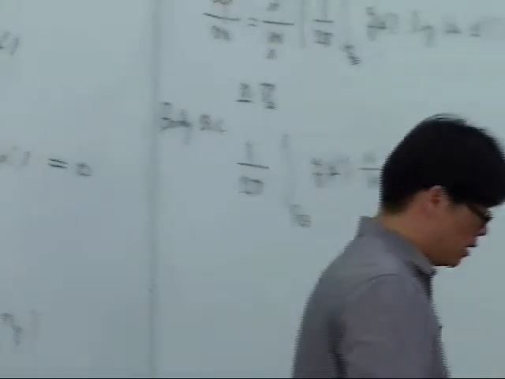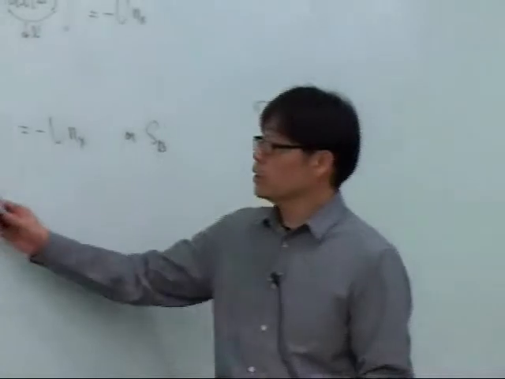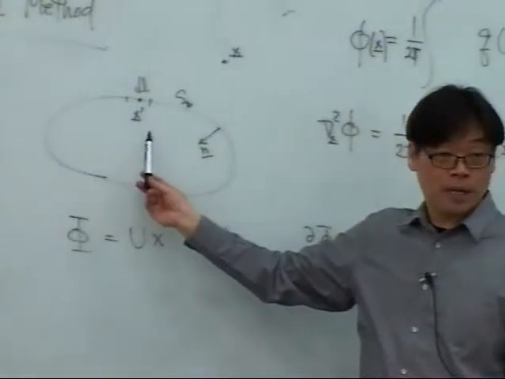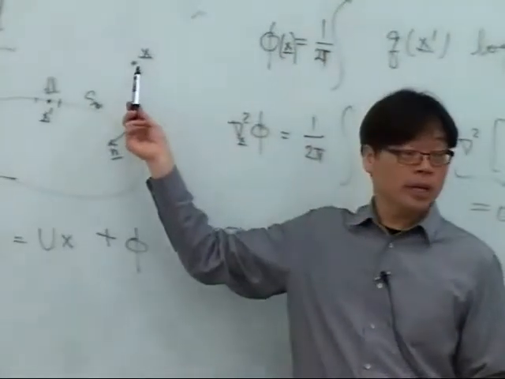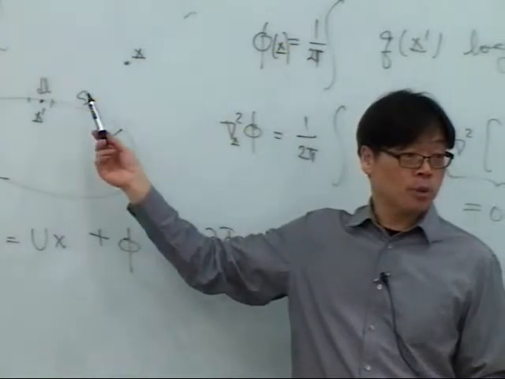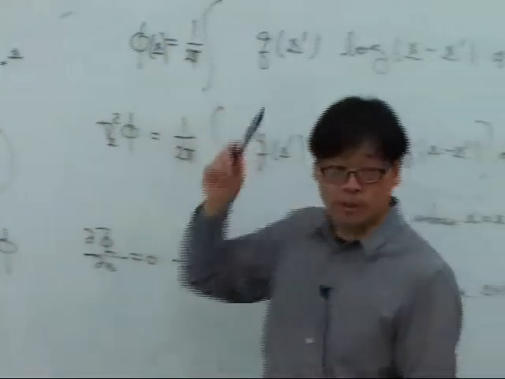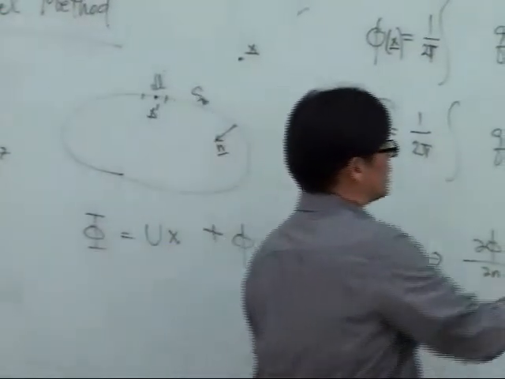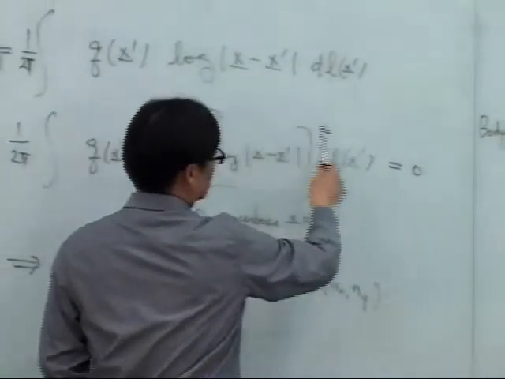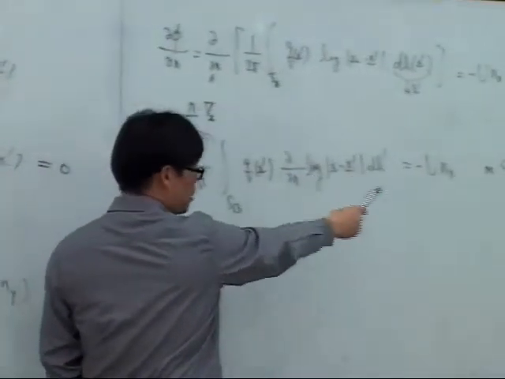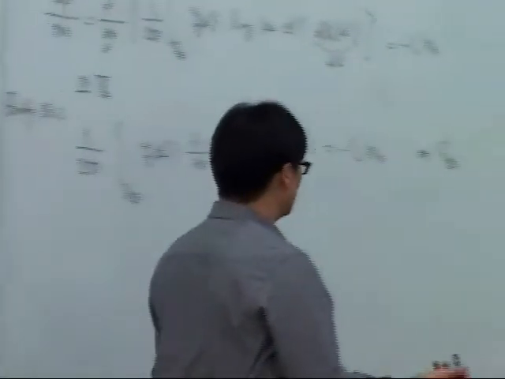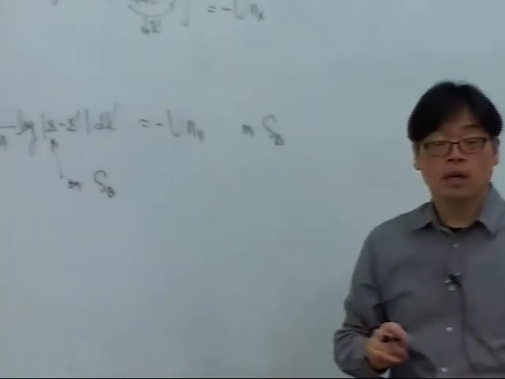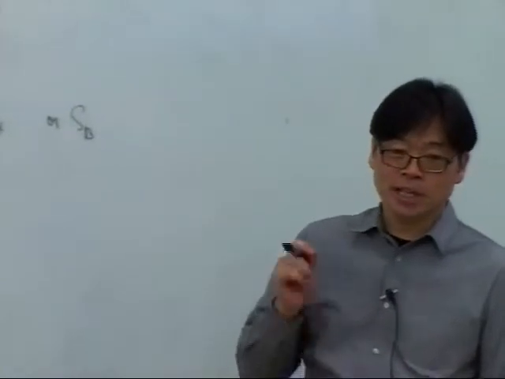Now, in this representation, x can be anywhere outside of this body. Now x has to be on the surface because we are imposing the boundary condition. X prime is a dummy variable. That's the integration. We are integrating over this surface. Therefore, this doesn't matter. But when you take a normal derivative and impose the body boundary condition, x now is on the body surface, meaning that x can be the same as x prime.